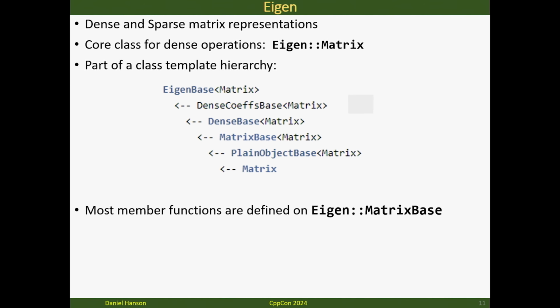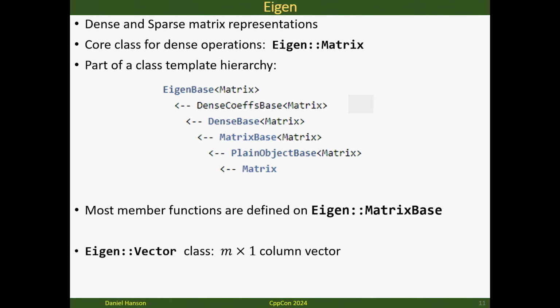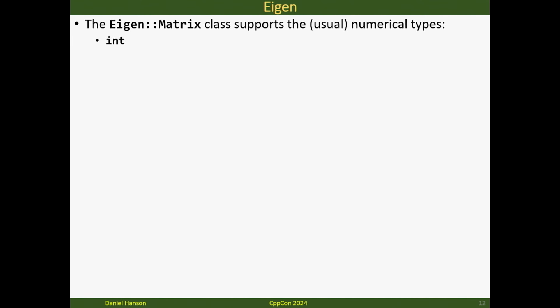Okay, so the eigenvector class, there's also an eigenvector class, which is an m by 1 column vector. Which we will also be using in this presentation. The eigenmatrix class supports the usual numerical types, so int, float, double, and complex with double real and imaginary parts.